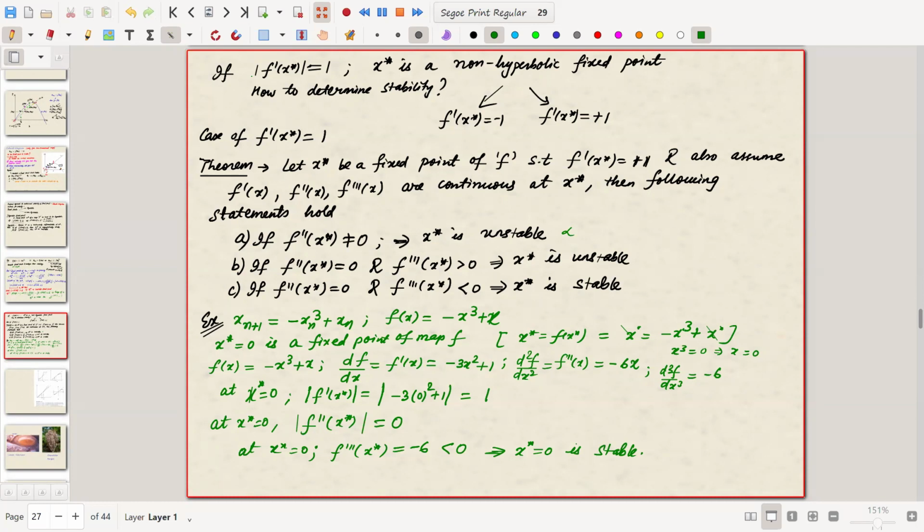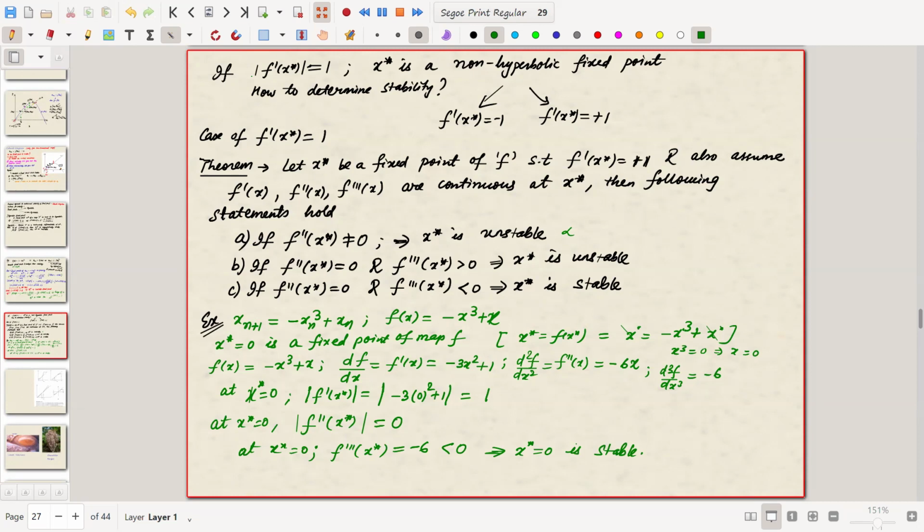I invite you to check this concept again by utilizing the cobweb diagram and let me know in the next class. Please give me figures for this. I will ask anyone randomly in the next class to give me the cobweb diagram for this x star equal to 0. We are in a flow, so I'll come to you later.